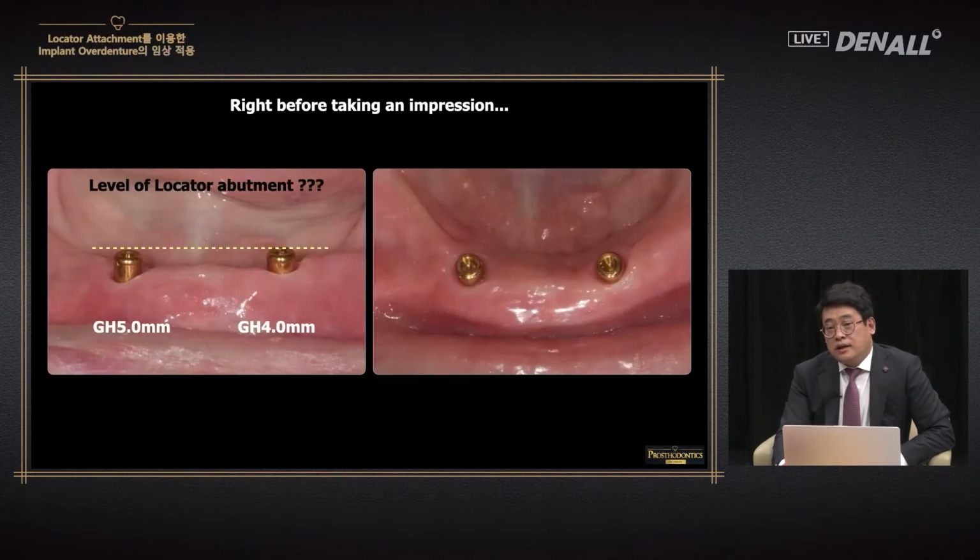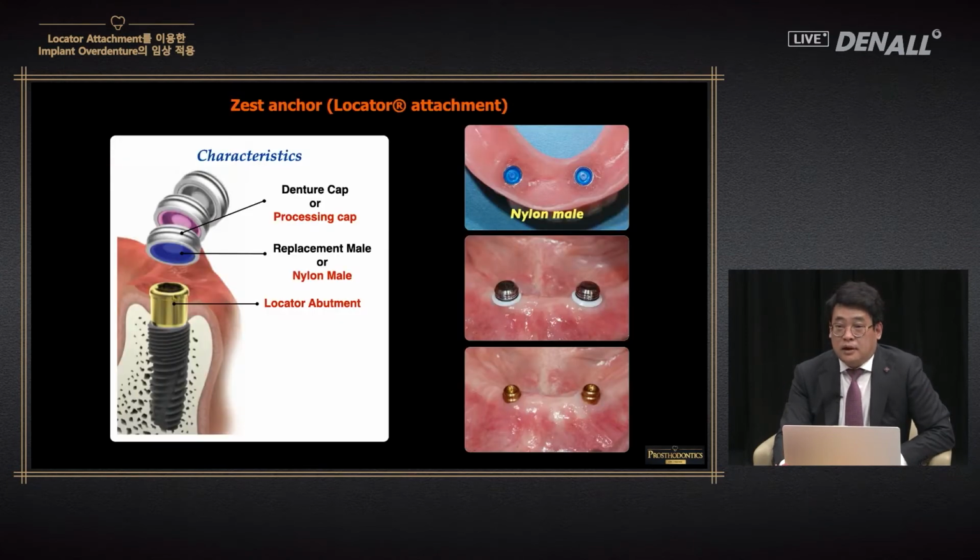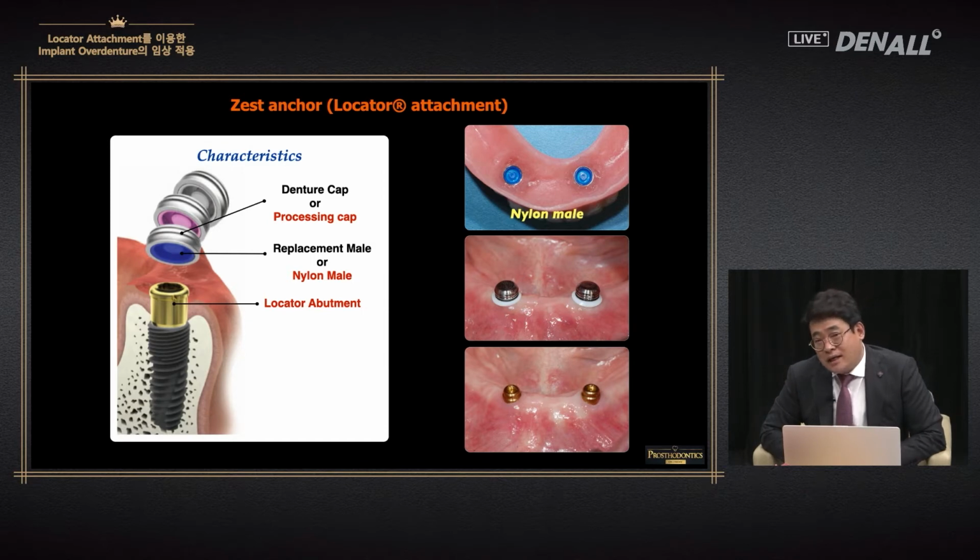What is the appropriate GH for locator attachment? The locator attachment is connected to the implant. The nylon nail provides the retentive force, and this is within the processing cap over there. It is connected via the snap-on method. The denture base is in contact with the processing cap.